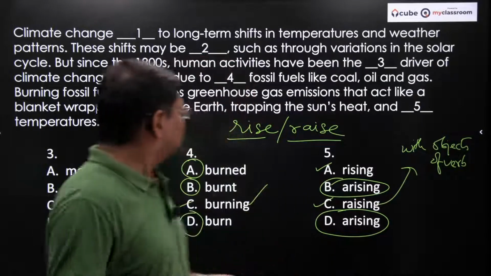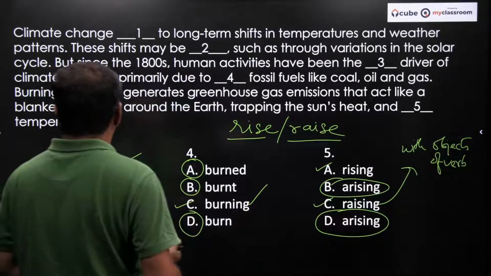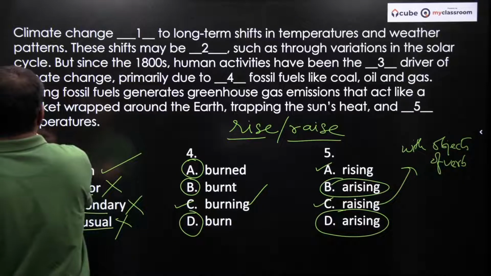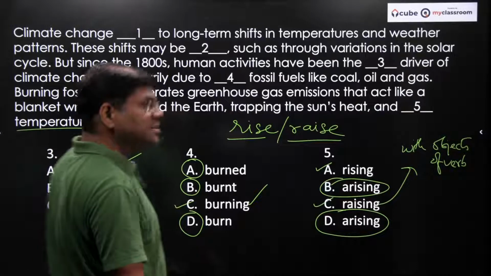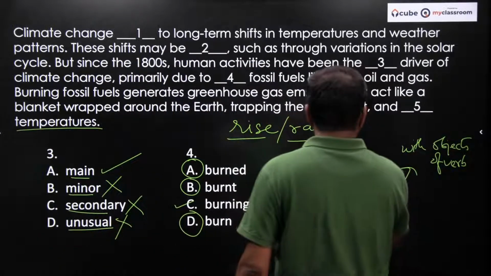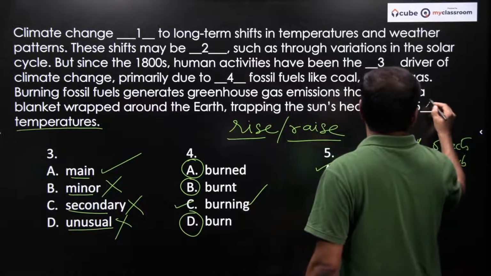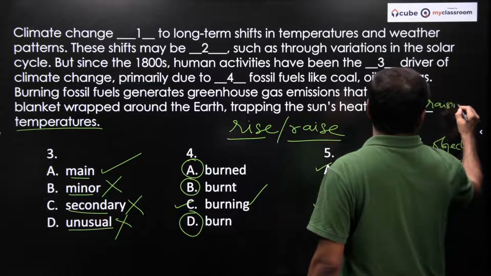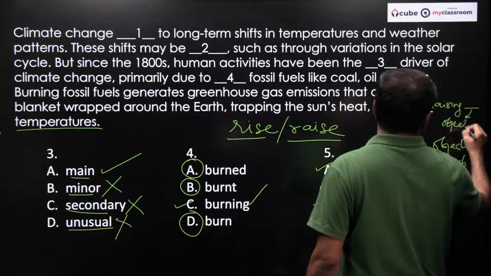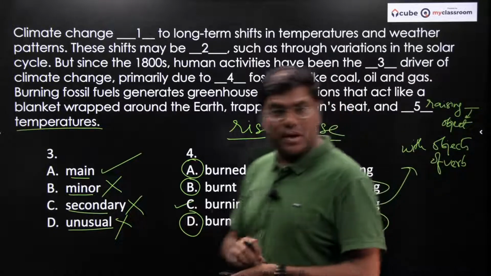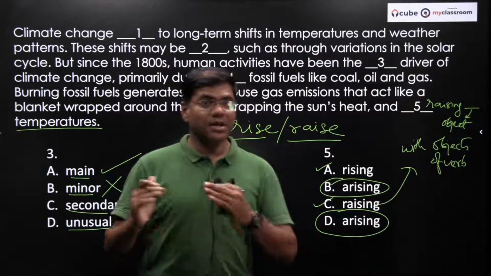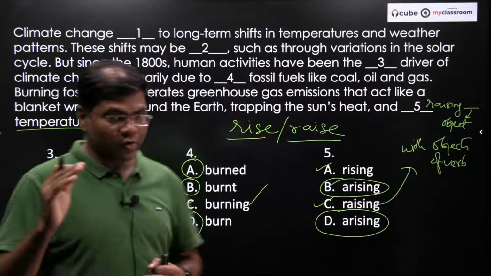So again, what is happening here? Trapping the sun's heat and dash temperatures. That means temperatures are being made to rise by someone, and who is that? Human activities. So can I say raising temperatures? Because after raising you have some object, and therefore it is raising temperatures. Correct, people? I hope you have understood this.